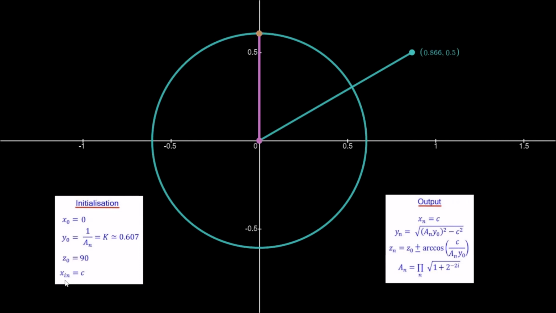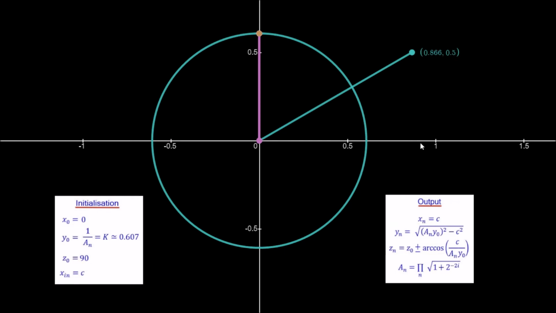And our value for our x in is just some value c. Now in this instance, for this example, the value is going to be 0.866. So that covers the initialization. Now if we look at the output values, the final value for our x is going to be the value c, which in this example is 0.866.